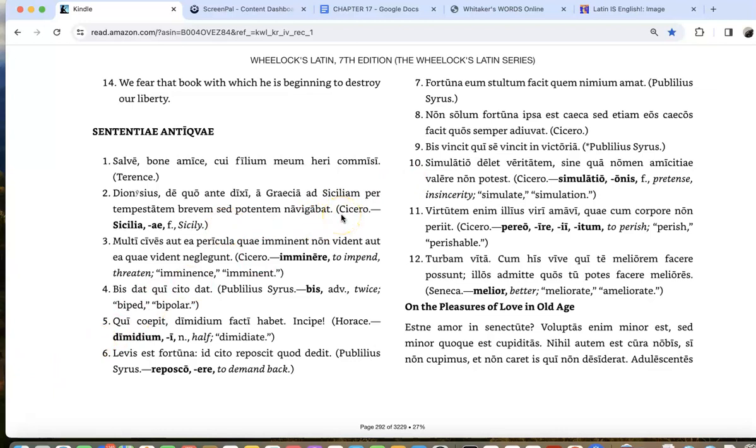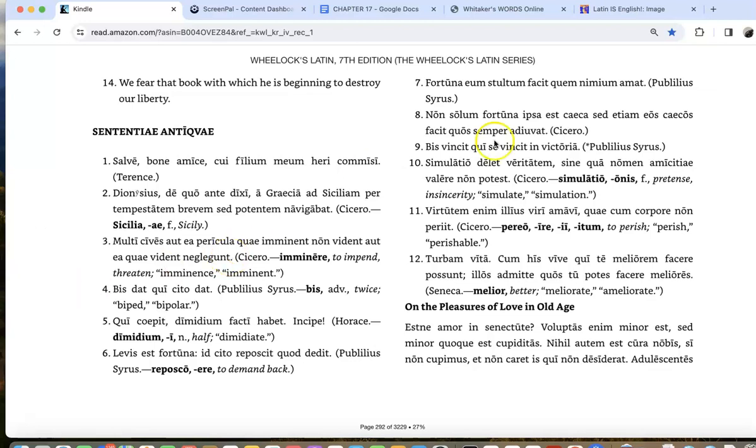All right, let's go on to number 8. Non solum fortuna ipsa est caecus, sed etiam eos caecus facit quos semper adiuvat. So here we have a longer sentence. All right, let's try this again. We have an older Italian greyhound, and he doesn't quite understand the Doberman puppy.